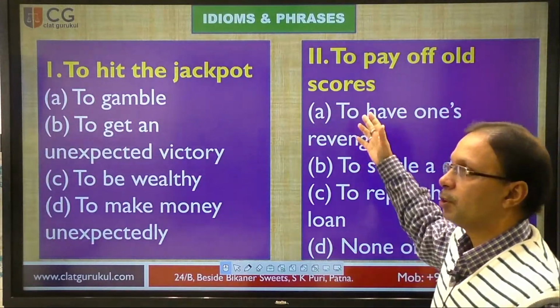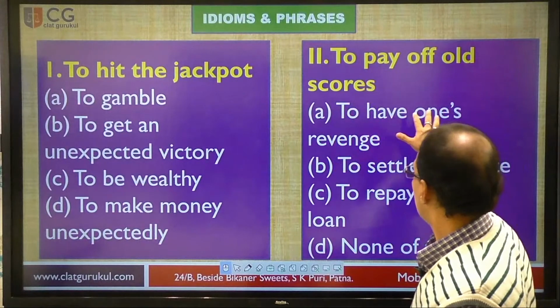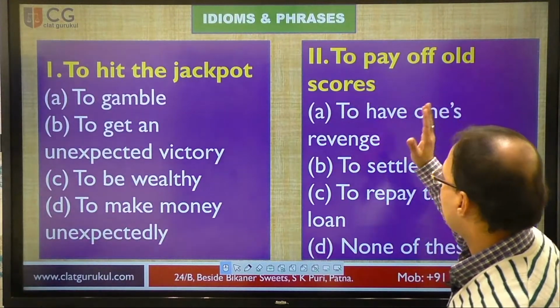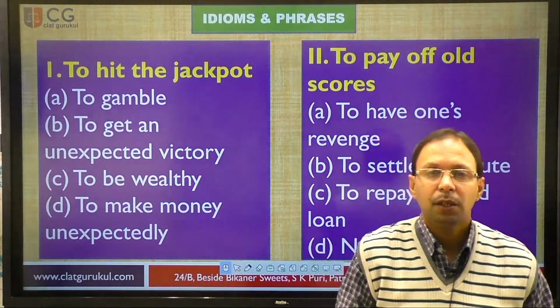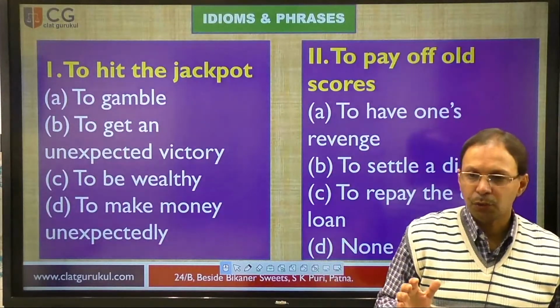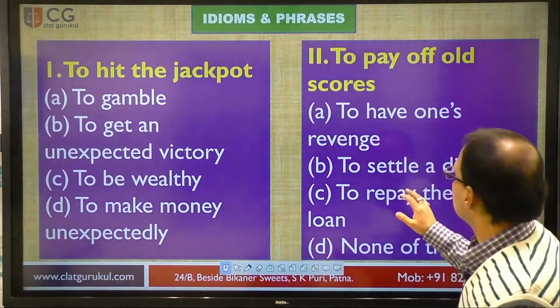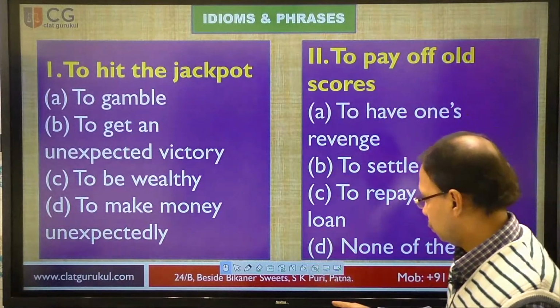It's question number 2. It means to have one's revenge. That is to pay off old scores. Somebody has taken some action against you and you were taking the revenge. That is what is meant by to pay off old scores.